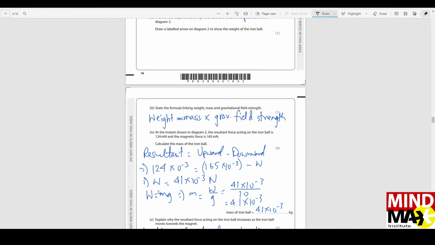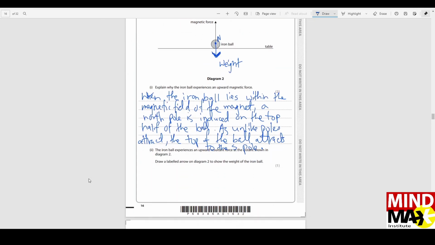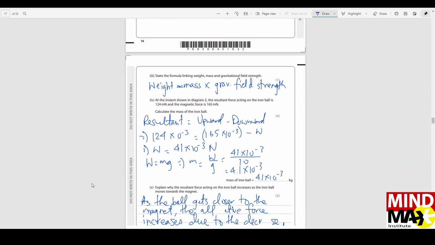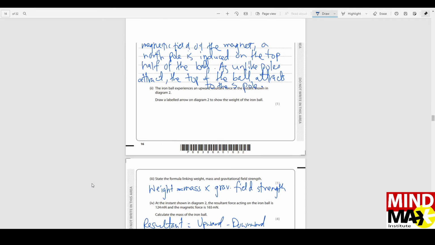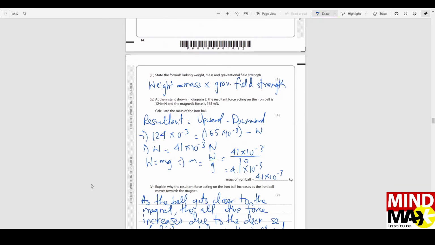Then weight is mass into gravitational field strength. And from here, they have given us the information that the resultant force acting on the ball is 124 and the magnetic force is 165. That means this magnetic force is 165, but the resultant force on the ball is 124. And what do we know resultant to be? Resultant is basically found after you subtract opposing forces. So resultant is upward minus downward. The resultant is, of course, upward. It's moving upward, right? So the upward force would be more compared to the downward force. So that's why the resultant is upward minus downward.